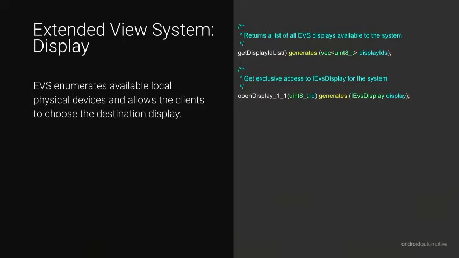While most Android mobile devices have a single screen, more than one screen is available on many Android Automotive OS device implementations. We plan to leverage this difference to optimize the user experience and, as the very first step, introduce a new interface to query display devices available to EVS clients and open one of them as the destination.